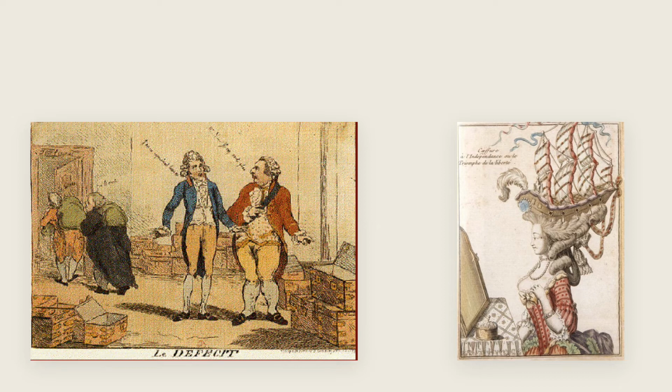On the other side, you see an image of Marie Antoinette. Marie Antoinette was known for very extravagant hairstyles, and also very extravagant purchasing in terms of clothing and jewelry. And so this is an image that's depicting her coiffure, or her hairstyle, in the form of a ship. And essentially using that as a way to undermine the current situation economically in France.